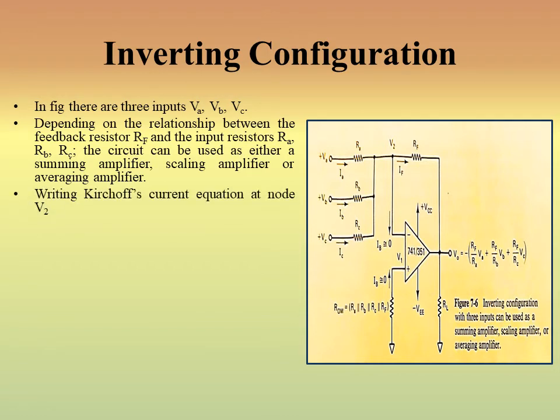Now first of all we'll write Kirchhoff's current equation at V2. So there are three currents coming, IA, IB and IC, and there are two currents leaving, IB and IF. So we can write the equation IA plus IB plus IC is equal to IB plus IF.